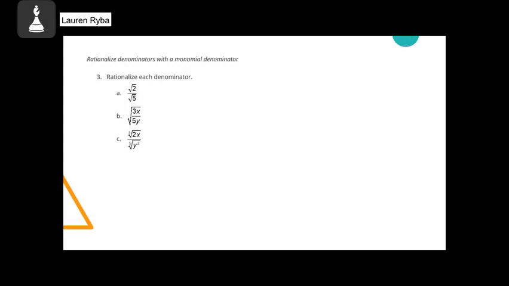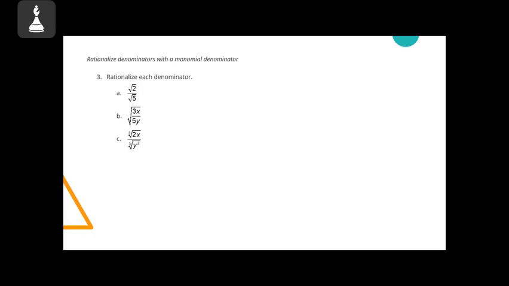Next is rationalizing the denominator. So we've mentioned that keeping a square root in the denominator is not proper mathematical form. So what we're going to do is the process called rationalizing the denominator. And what that means is we're just going to make the bottom denominator a perfect square. So whatever we need to multiply the bottom by, we're also going to multiply the top by. So let's take a look.